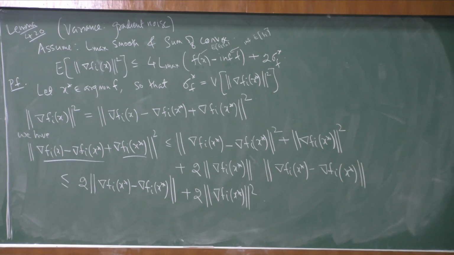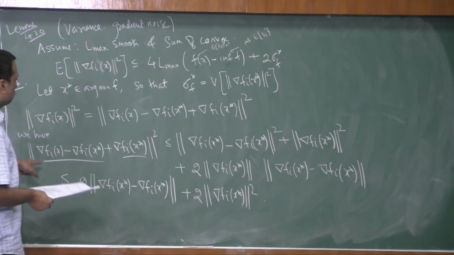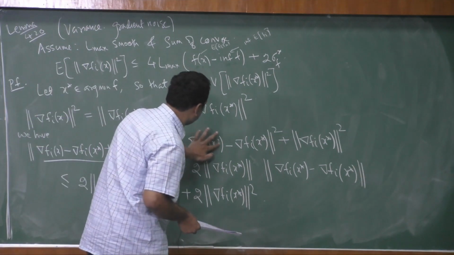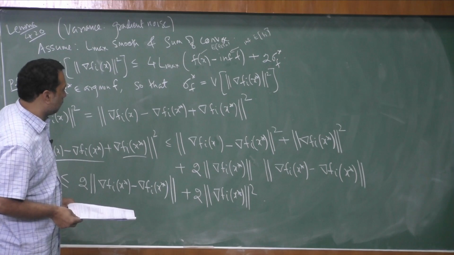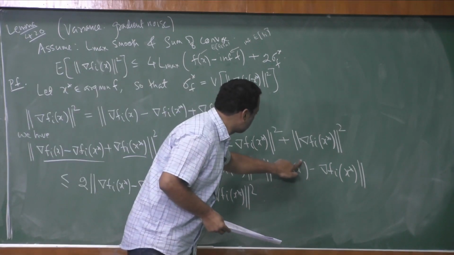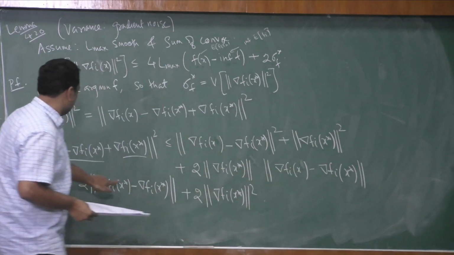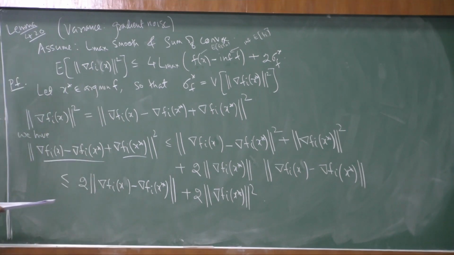First one is only grad fi of x. So everywhere grad fi of x, and this one also grad fi of x, and this one is grad fi of x. And convexity is also given, right? So what do we know from convexity, right?